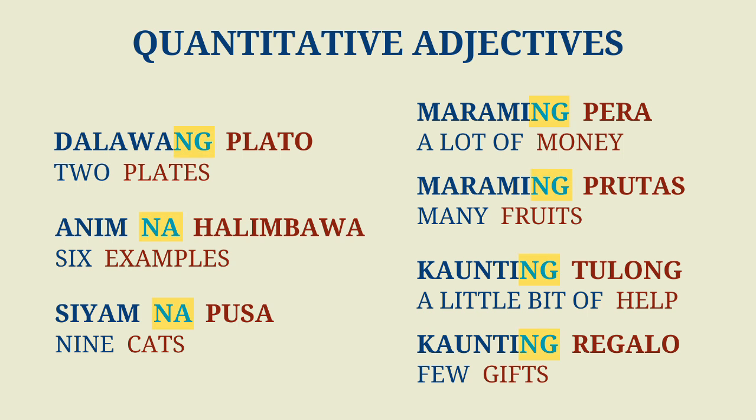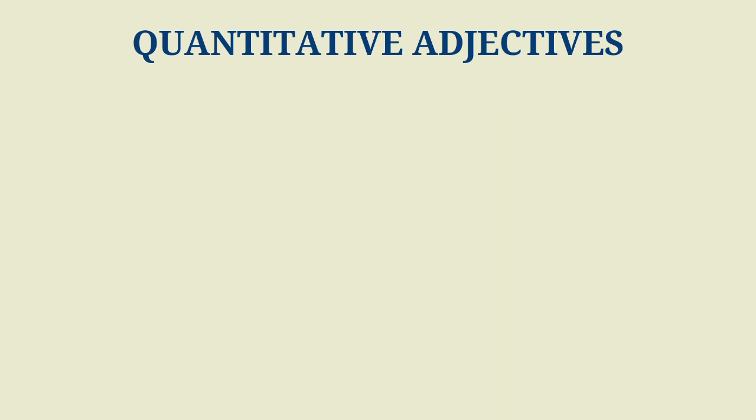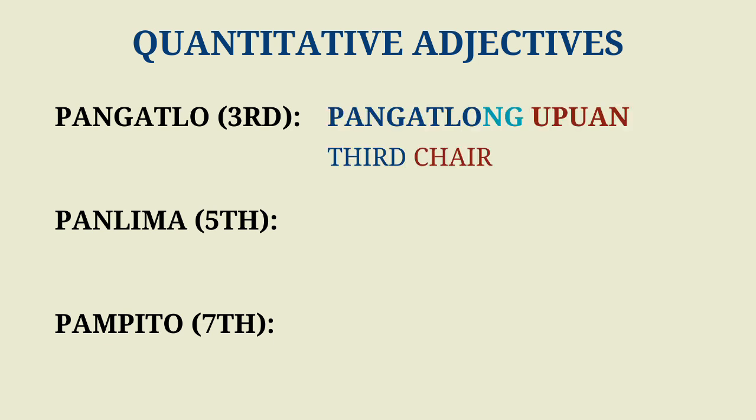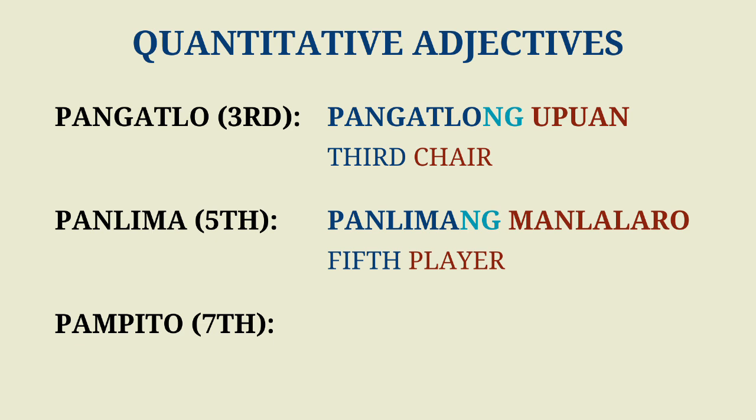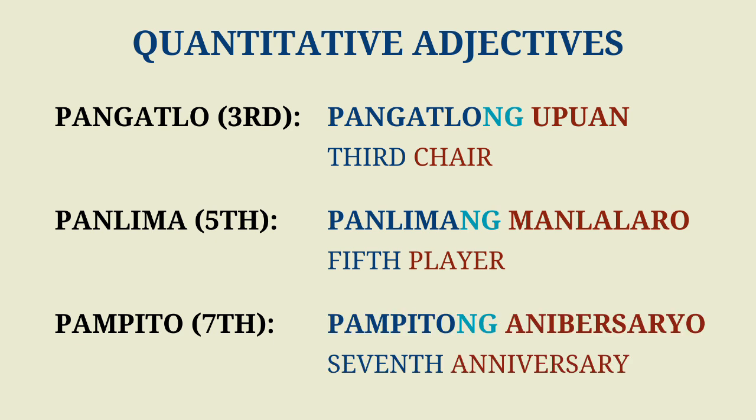When it comes to quantitative adjectives, they should be placed before the noun they modify. Now, when we use quantitative adjectives on plural nouns like these, we don't need to add the word mga anymore. We also use cardinal numbers as adjectives. These are first, second, third, and so on. Halimbawa, pangatlong upuan, panlimang manlalaro, pampitong anibersaryo.